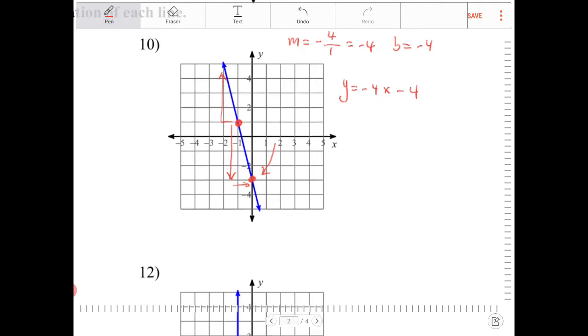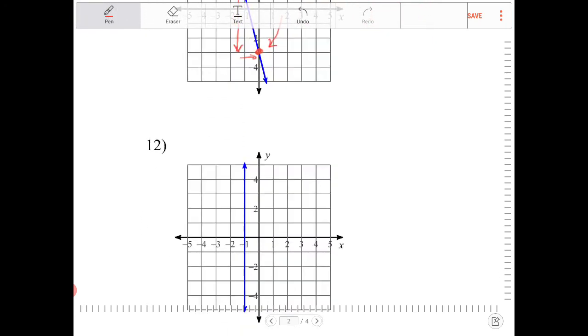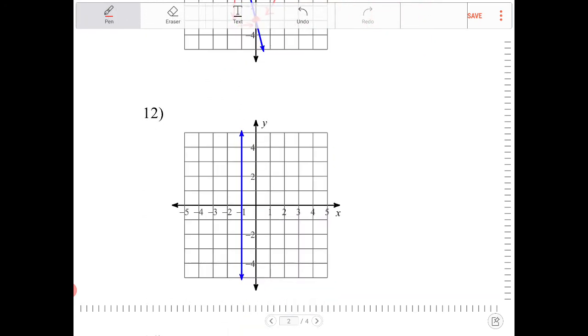Let's take a look at another example. This is actually very, very similar. It's the same exact situation as before. If you notice, you're given the graph of this line, and it passes through x is equal to negative 1. It's a vertical line. So therefore, the equation of this line is simply x equals negative 1.